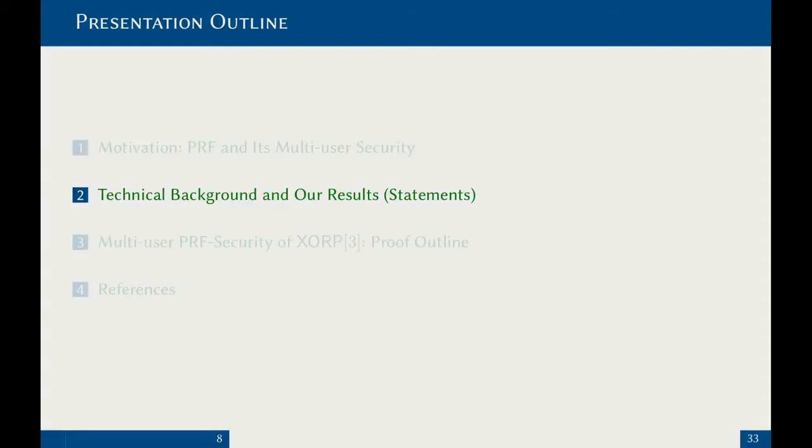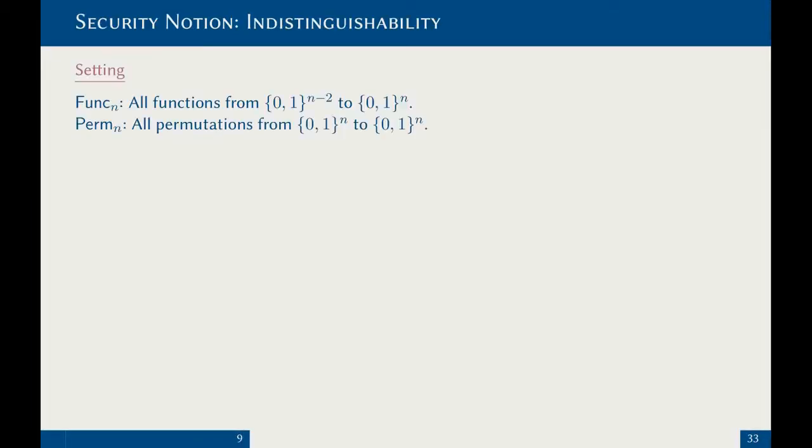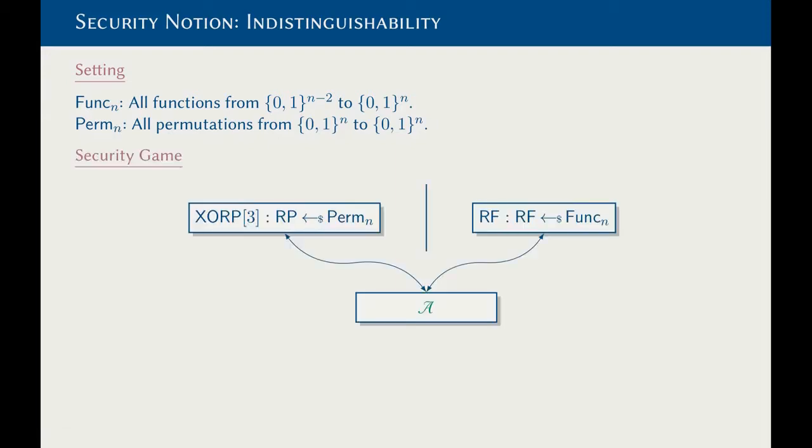So, to state our results in more precise terms, we require some technical background. And we start with the notion of indistinguishability in the single user setting. To describe this notion, let Func(n) be the set of all functions from {0,1}^(n-2) to {0,1}^n, and Perm(n) be the set of all permutations from {0,1}^n to {0,1}^n. So, we will restrict our discussion to the construction XRP3.